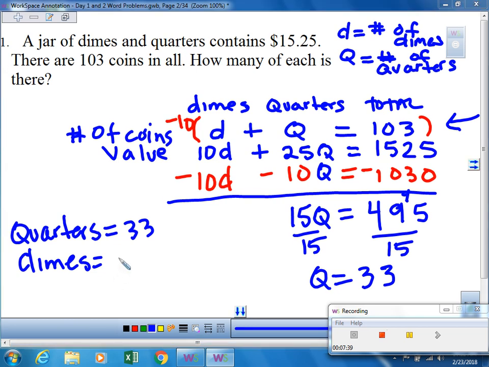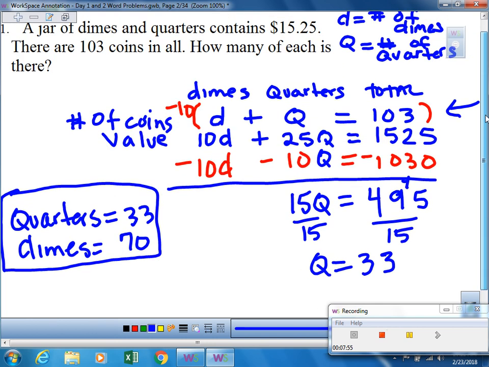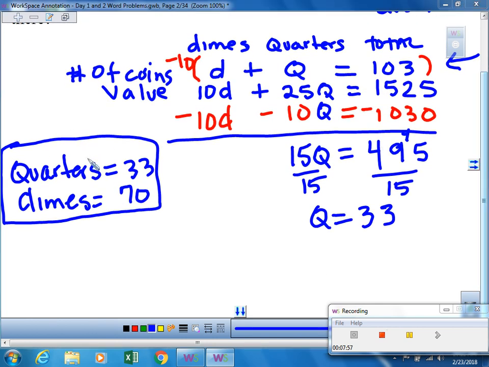Be writing this down. D equals 70. So now, I'm not done. Here's my answer, but I want to make sure that I have it right. So I'm going to check. Now, when you check, I already know that 33 and 70 is 103. That's just the first thing I can do.